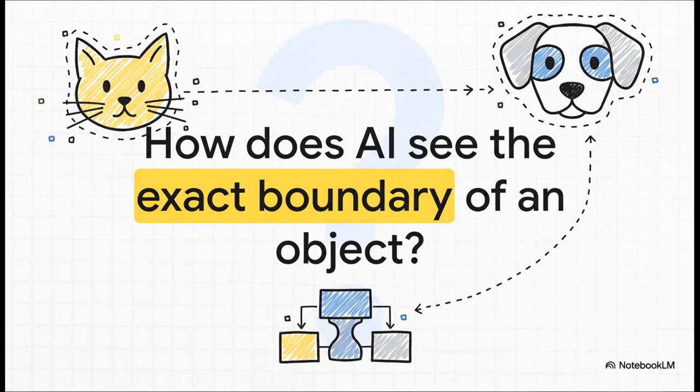So it all boils down to this one question. How on earth does a computer go from just seeing a photo of, say, your pet, to perfectly understanding the exact boundary of every little thing, right down to the single pixel? You know, tracing the fur, the ears, it feels like it should be impossible. It looks like magic, but it's really just an incredibly clever piece of engineering.